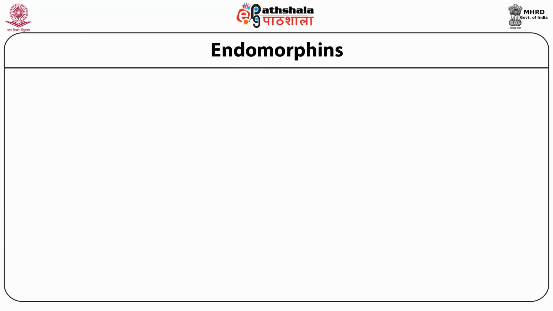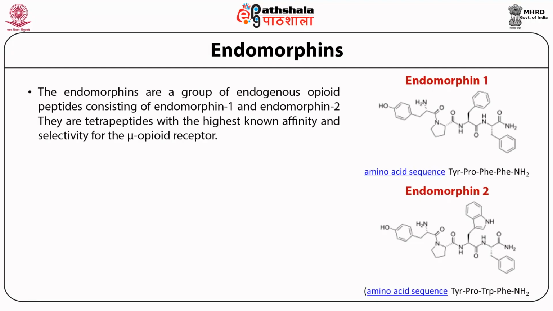Now coming to the next class, Endomorphins. Endomorphins exist in two forms, Endomorphin 1 and Endomorphin 2. Endomorphin 1 has a sequence of tyrosine, proline, tryptophan, phe, and Endomorphin 2 has tyrosine, proline, phe, and phe. Again, it is a group of endogenous opioid peptides and it consists of Endomorphin 1 and 2. They are tetrapeptides with the highest known activity and selectivity for the mu opioid receptor. So as I said, it acts on the mu opioid receptor.